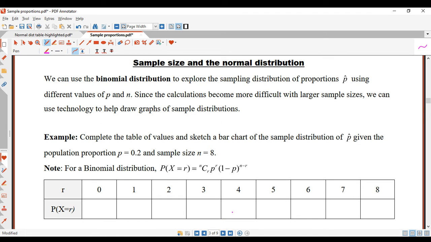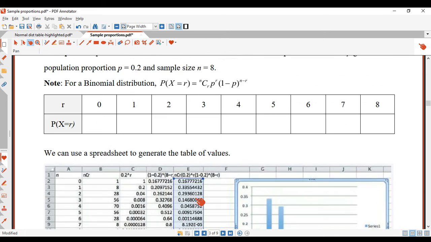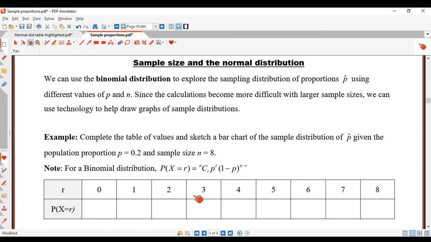Now, sample size and the normal distribution. Let's have a look at this. This is where we start to get into the more important ideas. Now, we can use the binomial distribution to explore the sampling distribution of proportions using different values of p and n. Since the calculations become more difficult with larger sample sizes, we can use technology to help draw graphs of sample distributions. Now, there's not much to do here. Most of these are screenshots, but you just have to follow along. Now, it does say complete the table of values, and we could do that, but we've actually got a spreadsheet which has done that anyway.